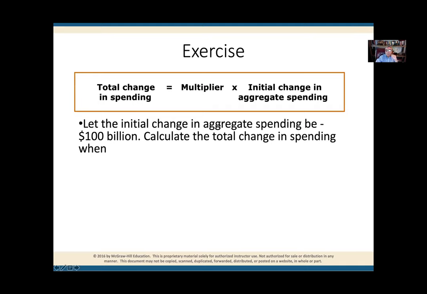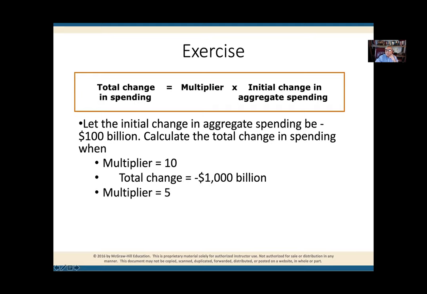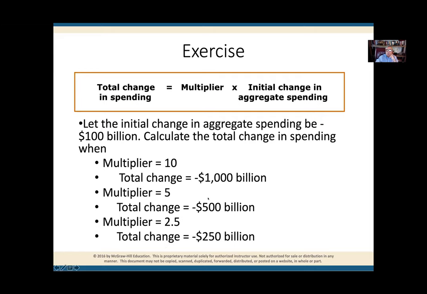Right? So let's talk about how it works. For example, if the initial change in the spending is 100 billion, what is going to be the total change in spending when the multiplier is 10? So the initial change is 100, the multiplier is 10, so the total change in the economy is going to be 10 times 100, which is 1,000 billion. If the multiplier is 5, it will be 5 times 100, which is 500. If the multiplier is 2.5, remember, change in GDP equals the initial change times the multiplier. So the initial change is 100, the multiplier is 2.5, so it'll be 250.